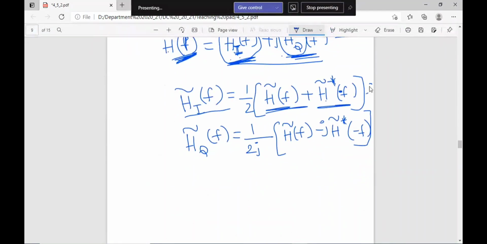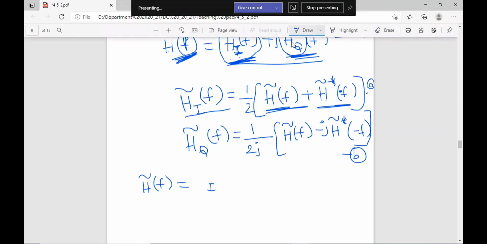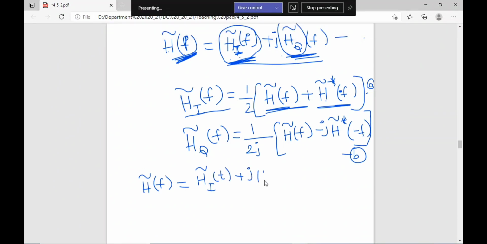Let me write this as A and let me write this as B. Okay, so you already know what is h star of h tilde of f. H tilde of f is nothing but h I t plus j h tilde q of f. Right, this equation only I have written here.